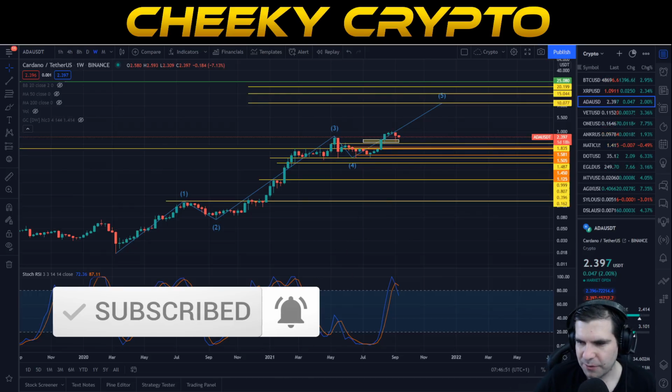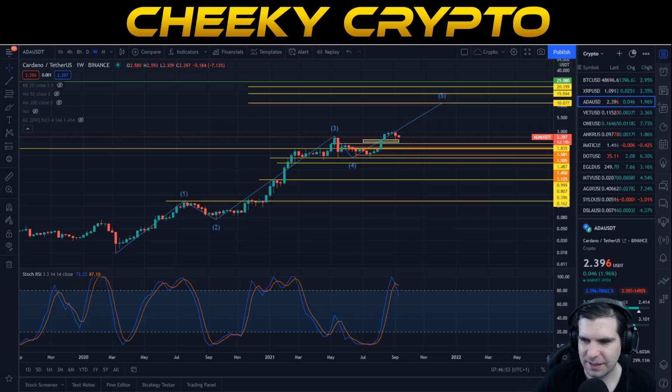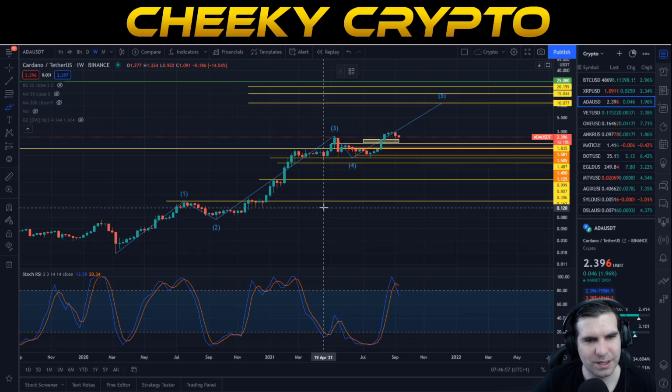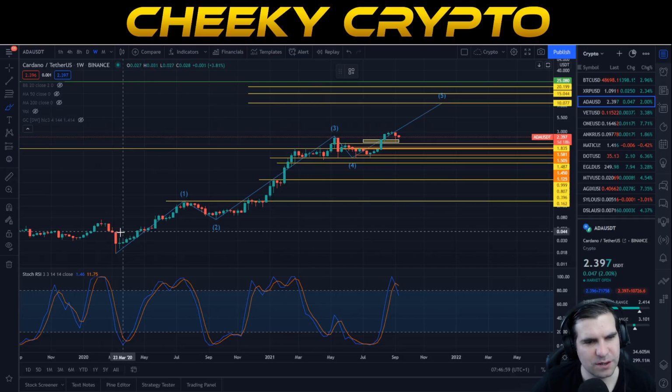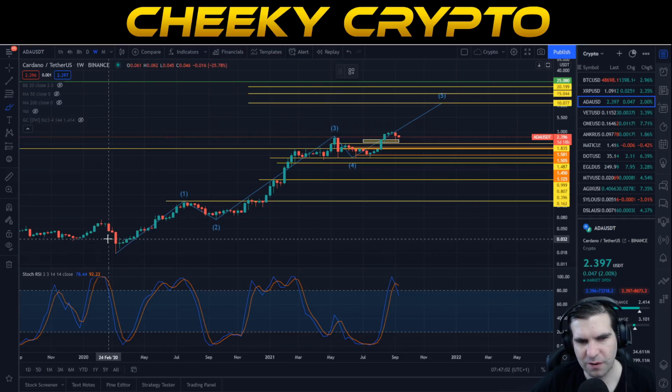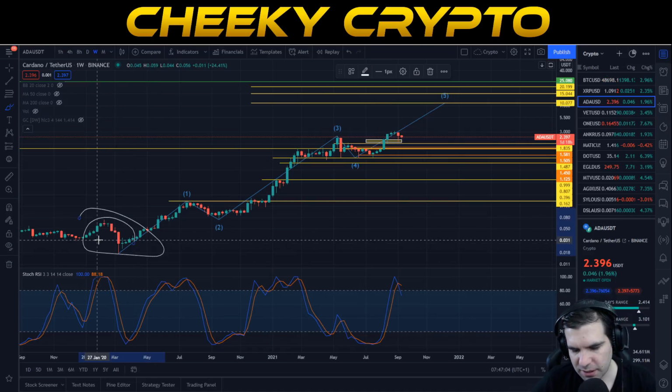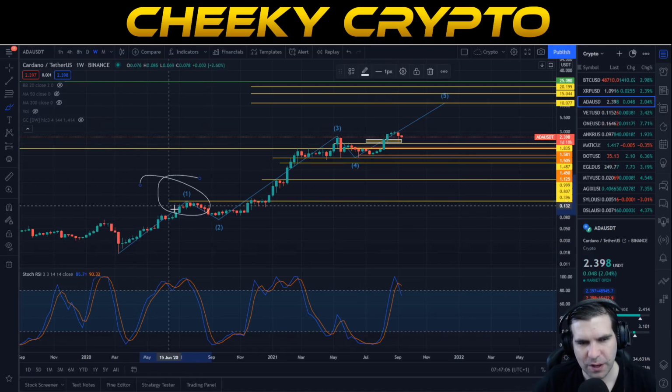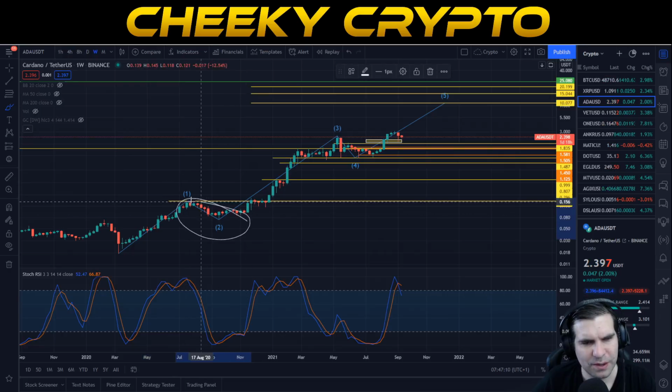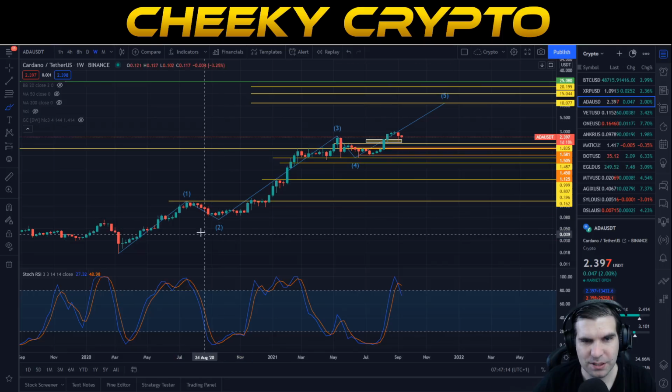Right, with all that out of the way, let's dive into this technical analysis and talk about what's going on with ADA. So we're going to start things off, guys, with the weekly chart, as we usually do, and it gives you a good idea of where the structure currently sits. Everything started back in March of 2020. Wave 1 up here around the June, July, August time. Wave 2 was a slow one, bottomed out for us with ADA in September of 2020.